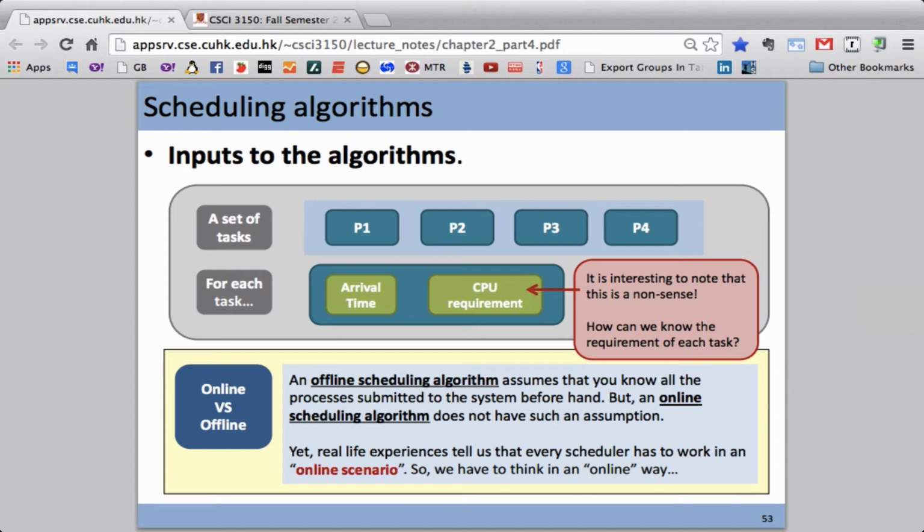Now, for the sake of our discussion, we need these values. But basically, we don't have these values in a real system.